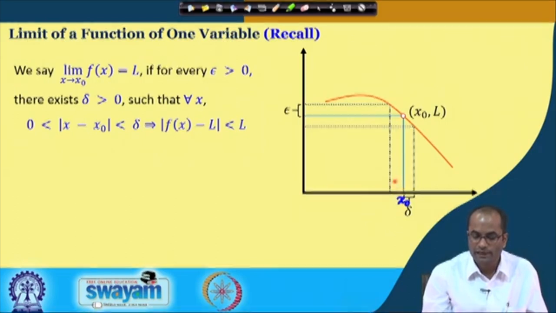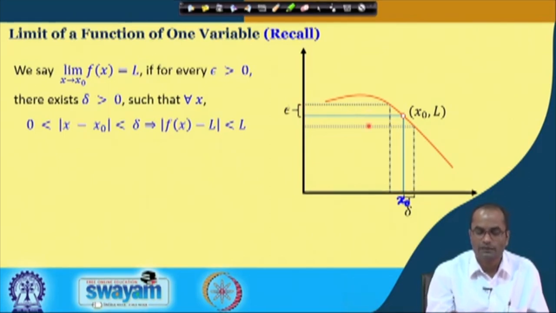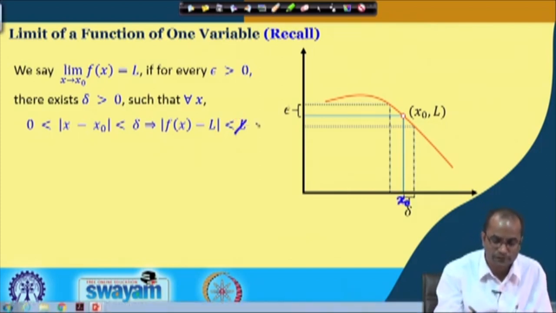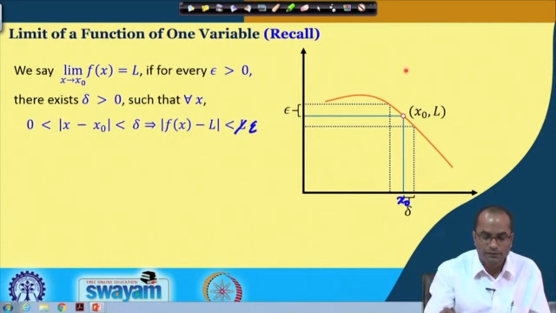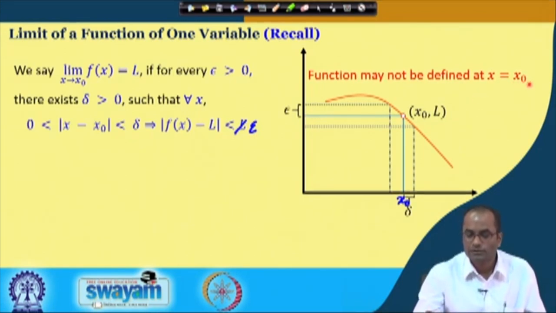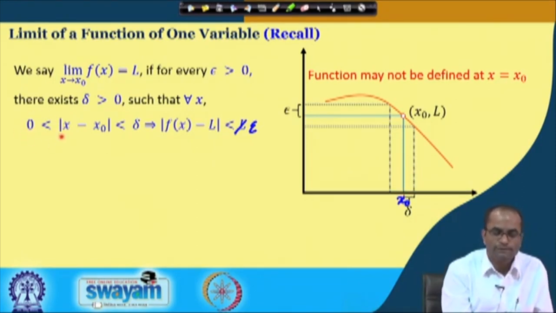And now, if we take any x in this neighborhood, so this is the delta, the difference between the value of f(x) and L will be less than the epsilon. Yes, this is epsilon here, so let me just correct it. That difference will be less than epsilon. And this function may not be defined at x equal to x0. To define the limit of a function at a point x naught, the function may not be defined at this point, and therefore x equal to x naught is excluded.